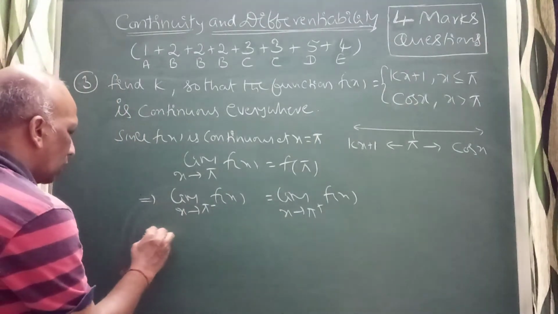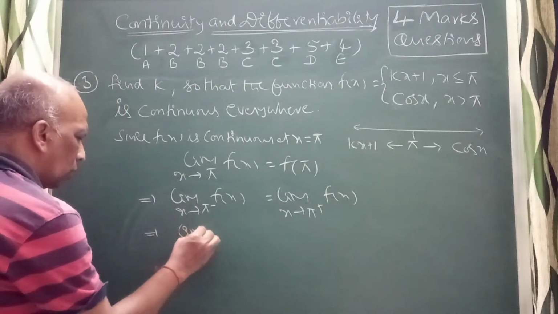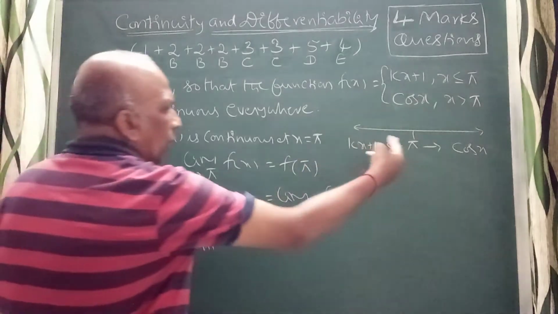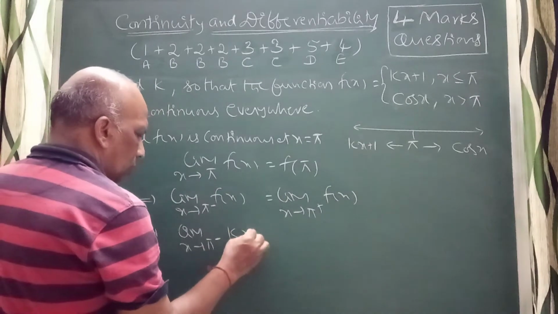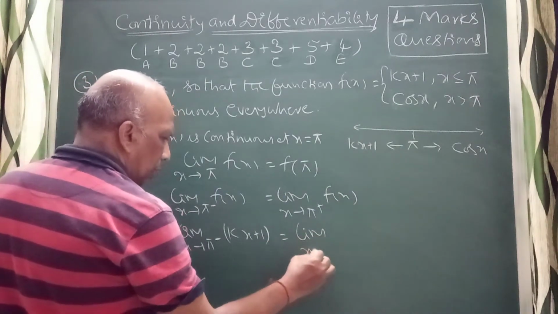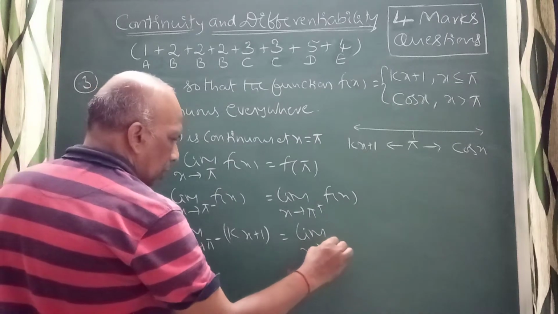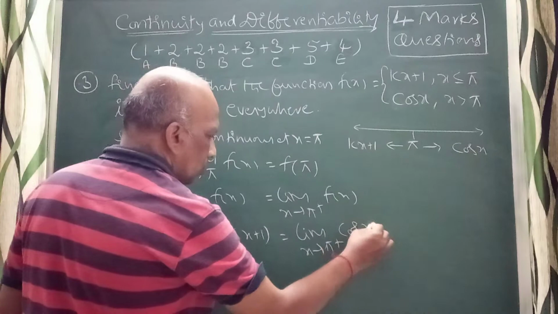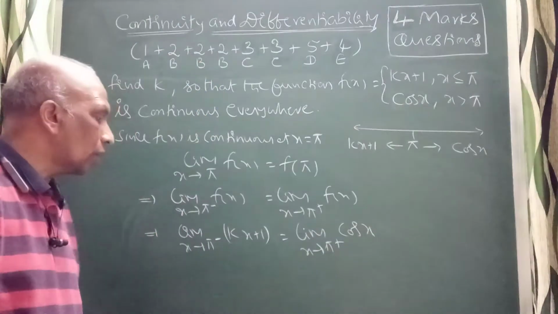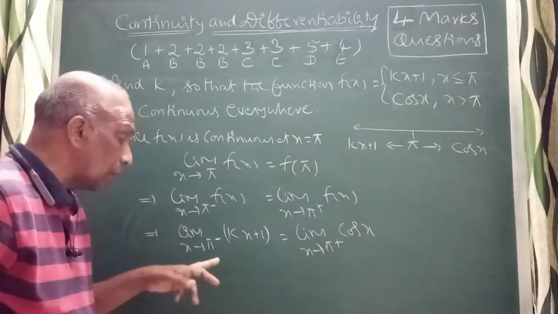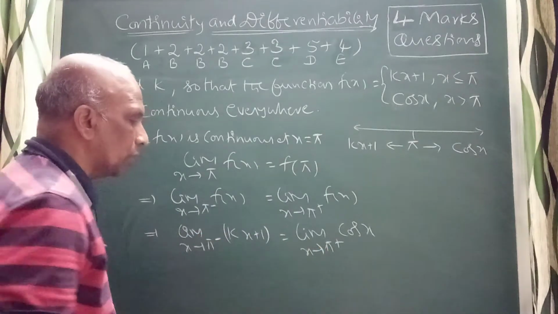Now you can see here limit x tends to pi minus, left of pi, means kx plus 1, and limit x tends to pi plus, when they are talking pi plus, cos x. Correct? Now you can substitute the limit directly. This is notation, this is not minus pi, pi minus, pi plus notation.